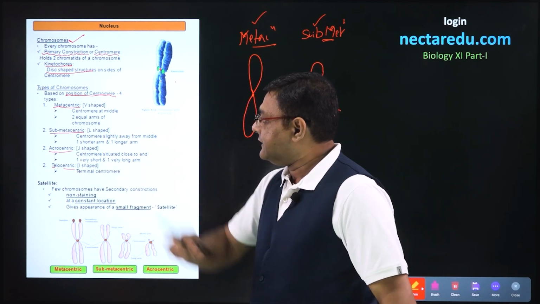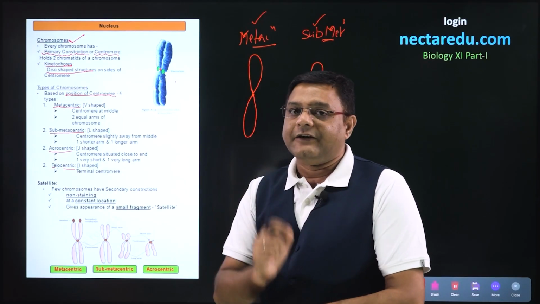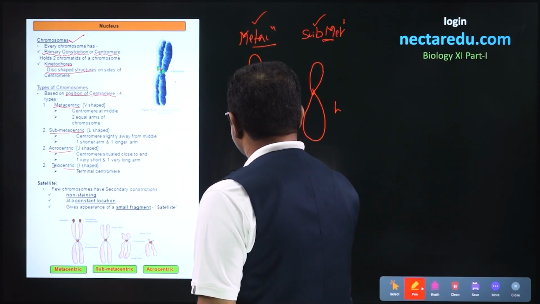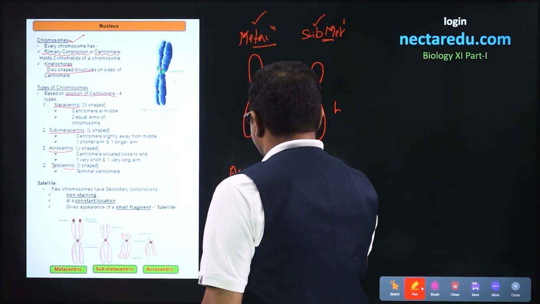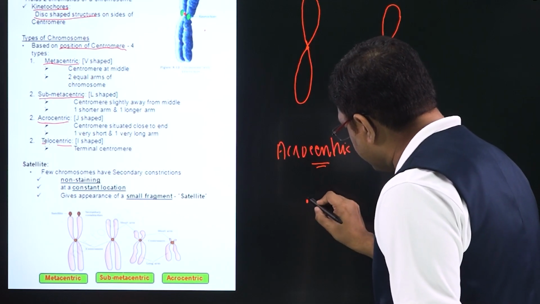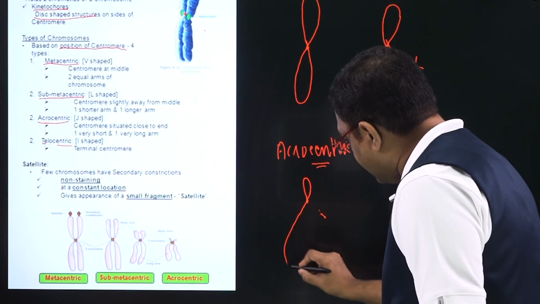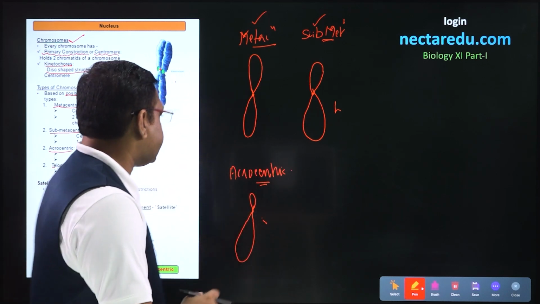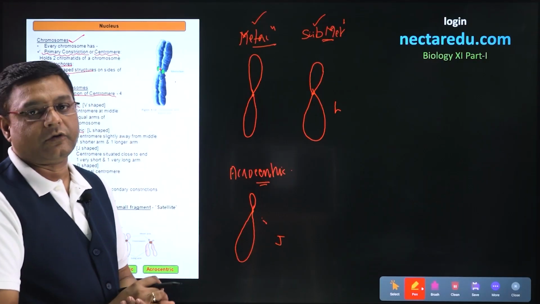Moving to the next one, that is called acrocentric. In an acrocentric chromosome, the centromere will be towards the end. So, in this it will be very close towards the end. So, this is the centromere. Very small one arm will be there, and the second arm will be quite long or large, and this is the case of acrocentric, and this is also called a J-shaped chromosome.